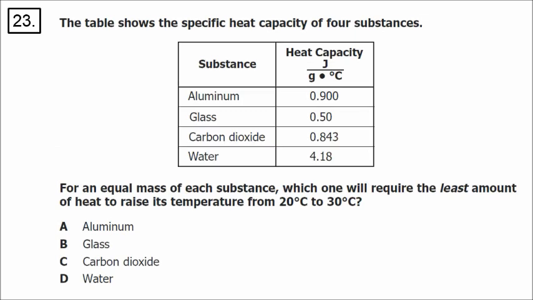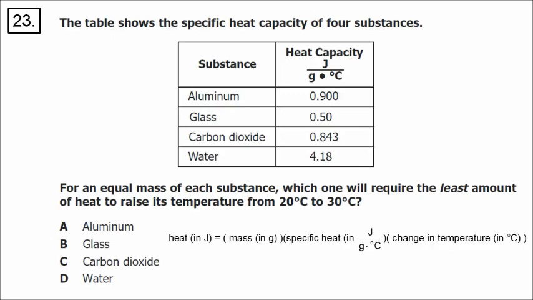In number 23, for an equal mass of each substance, which one will require the least amount of heat to raise its temperature from 20 degrees Celsius to 30 degrees Celsius? So heat equals mass times specific heat times the change in temperature. Now they have the same mass, so that's not important in terms of comparing them. They have the same change in temperature, so it's all going to come down to the specific heat.